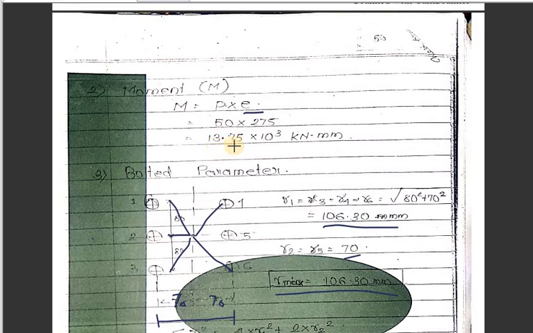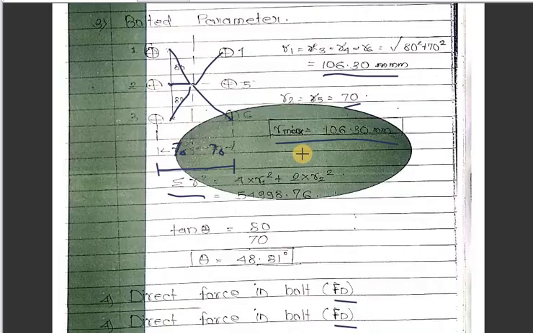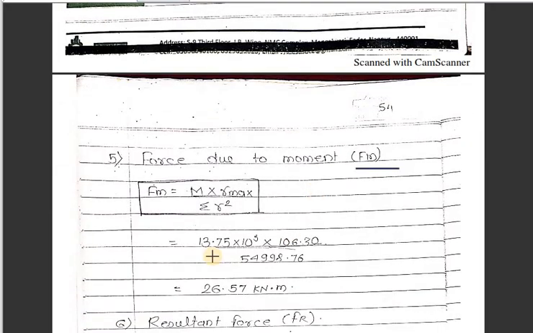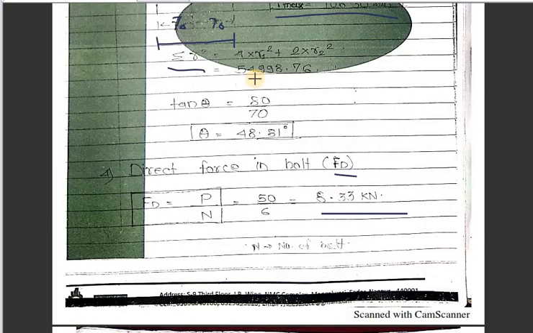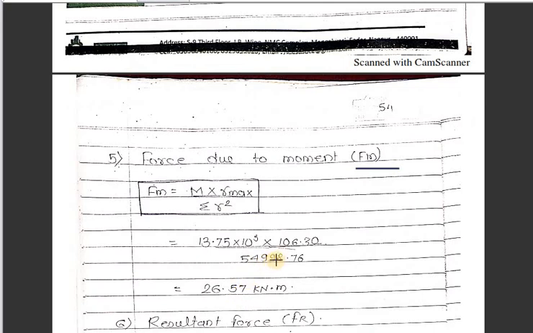M comes to be 13.75 into 10 to the power 3. So 13.75 into 10 to the power 3 we have taken as M directly. R max, out of the two values, the maximum value is 106.30. Summation of R square, we have just now calculated, comes to be 54998.76. All of it has been taken in mm.